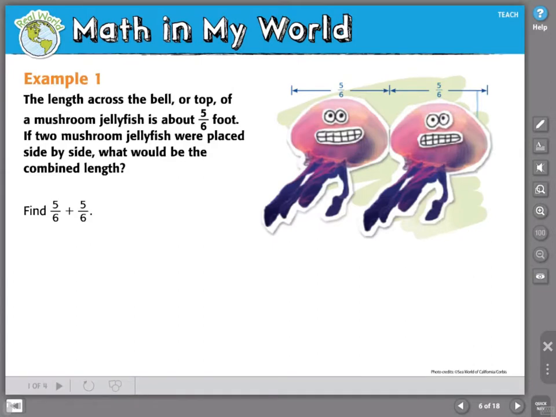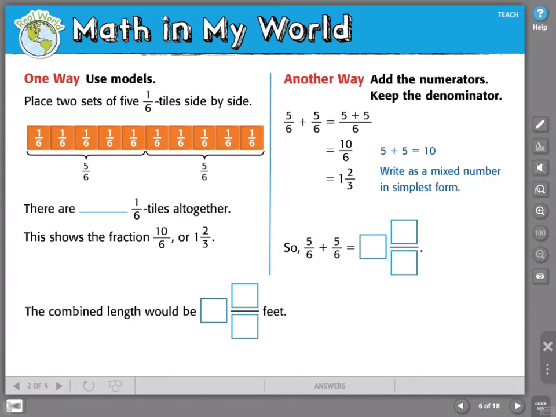Here's another example. The length across the bell or top of a mushroom jellyfish is about 5/6 of a foot. If 2 mushroom jellyfish were placed side by side, what would be the combined length? Well, we're going to find 5/6 plus 5/6. Here's one way. We can use models. We can place 2 sets of 5 1/6 tiles side by side.